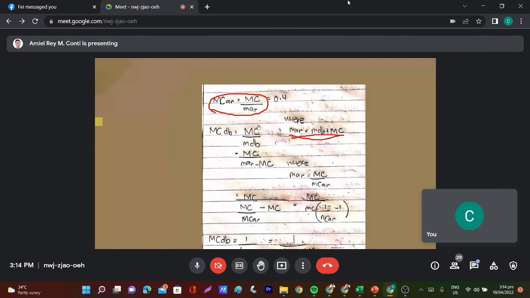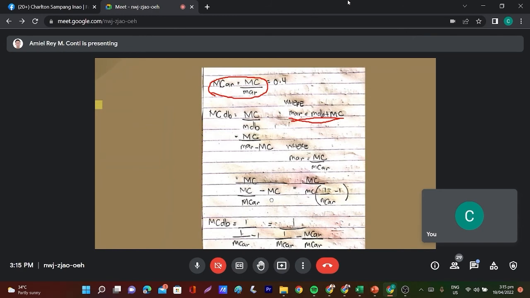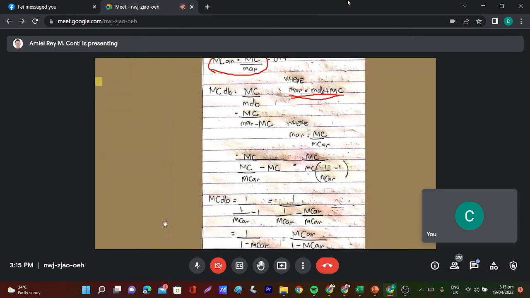Dito, kukunin natin yung value ni mass as received. Dito sa formula pa lang na to, wala muna tayong ilalagay na values na number. So, mass as received, pag minanipulate ko yan, ito makukuha: mass as received is equal sa moisture content over moisture content as received. So, kaya naging ganito ang kinalabasan niya.